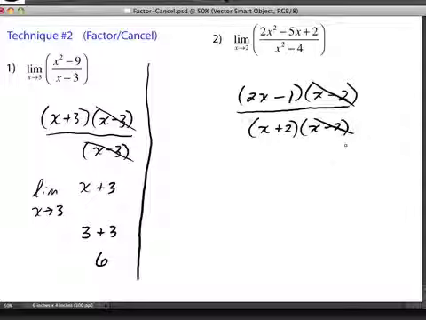Cancel the common factors, and now substitute in the 2. So 2 times 2 is 4, minus 1 is 3. And if you put a 2 in the denominator, 2 plus 2 is 4. So the result of this limit is 3/4. Factor and cancel is a very common technique.